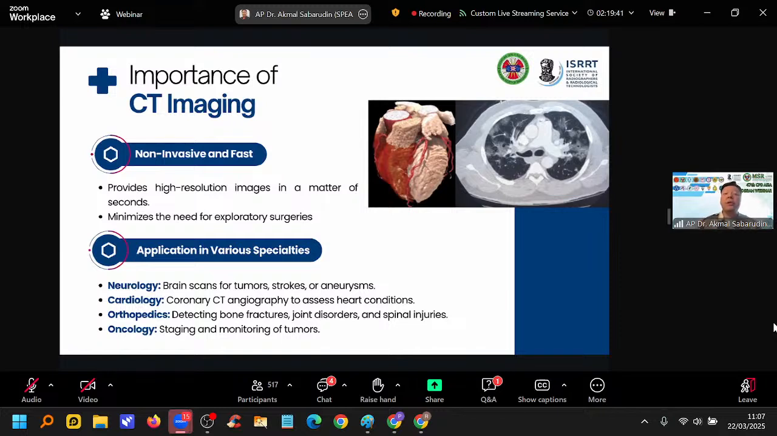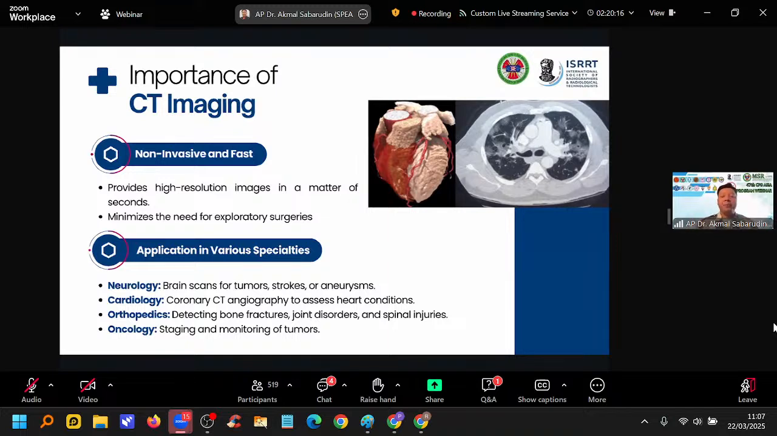And then it also minimizes the need for exploratory surgeries, because without CT, they would have to do open heart, open abdominal, or open chest surgery, because they want to see everything. But with CT, it provides a lot of information on anatomical structure, so they can see everything without doing exploration during surgery. So it saves time during surgery, and it helps a lot to improve the medical aspect.